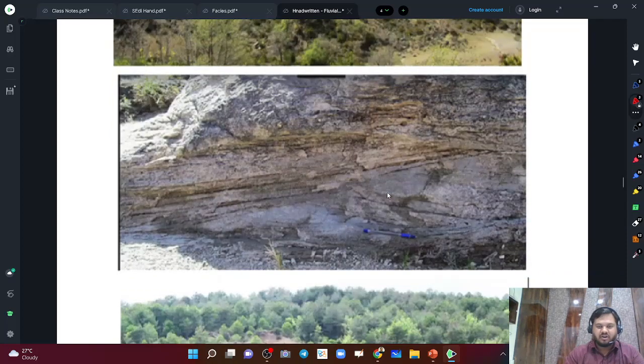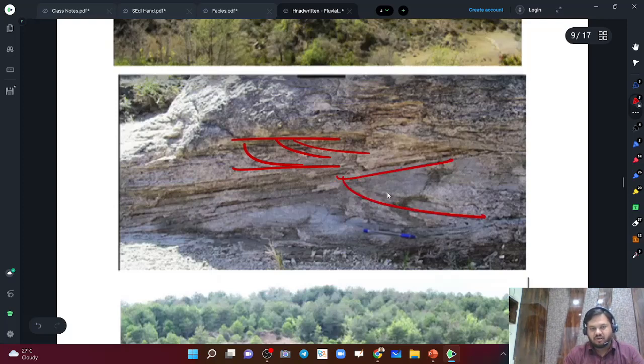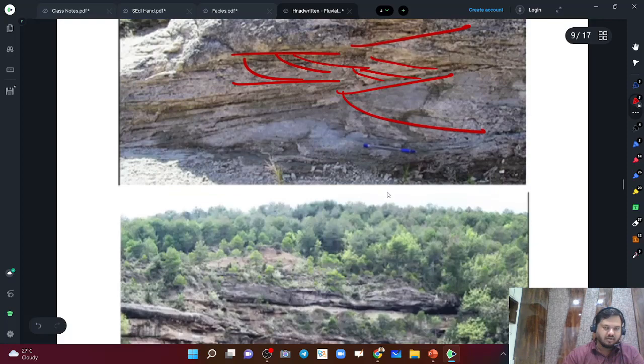So here you are getting a lot of trough crossbeds. This is also there, this is also there. So you are getting a lot of trough cross beddings here, which you can find.